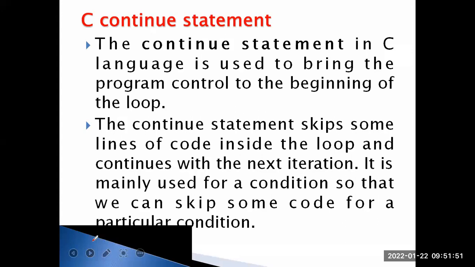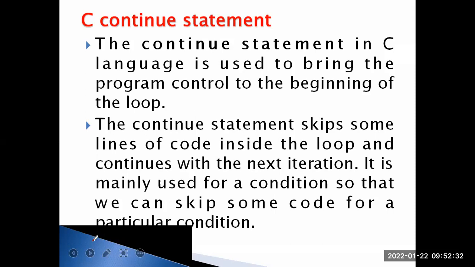Okay, next is the continue. The continue statement in the C program is used to bring the program control to the beginning of the loop. Here, break stops, and continue starts from the initial point. It goes to the particular location where we have specified. The continue statement skips some lines of the code inside the loop and continues with the next iteration. It is mainly used with a condition so that we can skip some code for a particular condition.